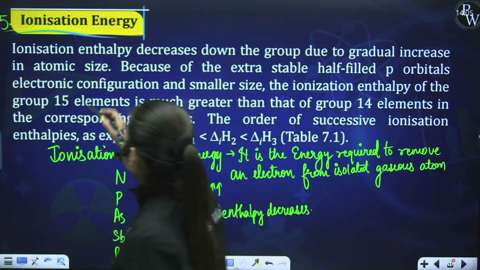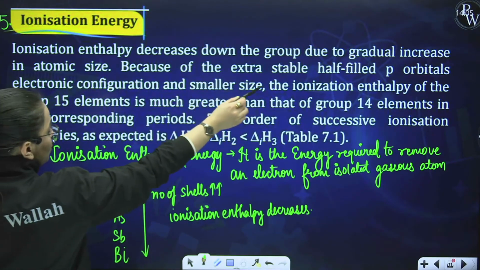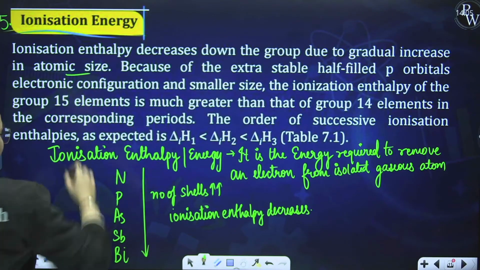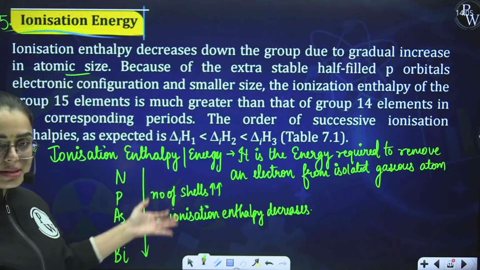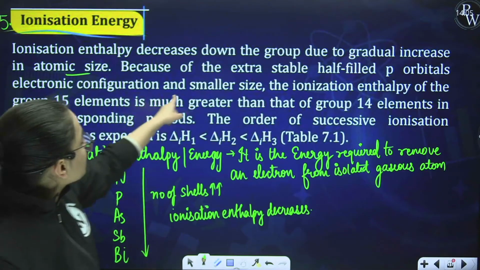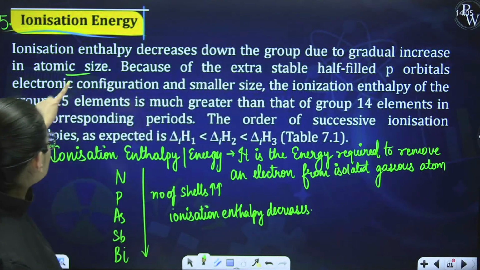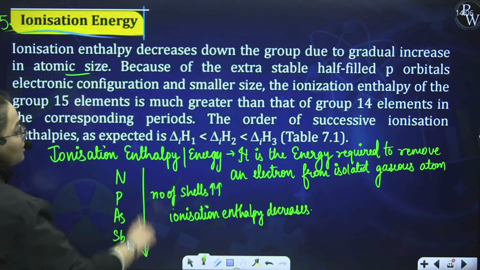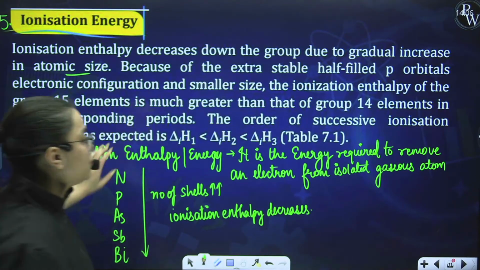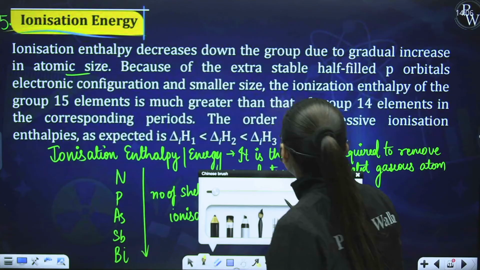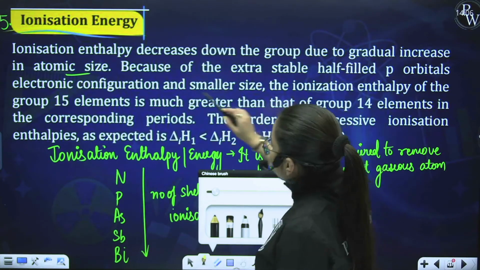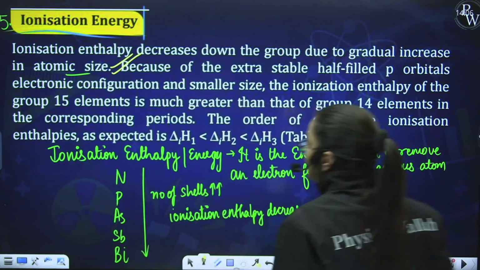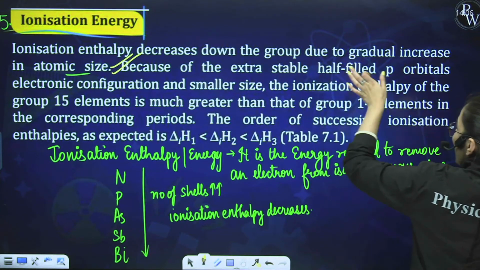Okay, I shall read it over here. Ionization enthalpy decreases down the group due to the gradual increase in atomic size, because the atomic size increases and the distance increases automatically. Because of the extra stable half-filled p orbitals, electronic configuration and smaller size, the ionization enthalpy of group 15 elements, now this is comparing with group number 14 also. Now this is the key point, it is comparing with group number 14. See what it is saying, because of the extra stable half-filled p orbital.